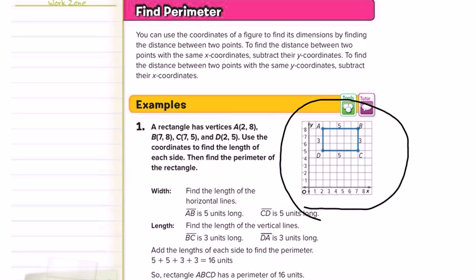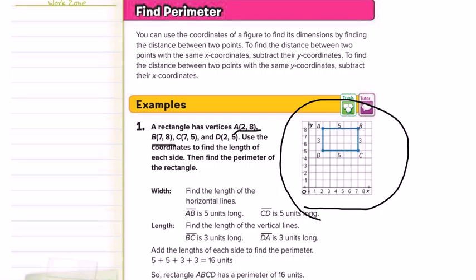So the points A and B have the same y-coordinate but different x-coordinates. So I'm going to subtract their x-coordinates to see the distance between them, which is 5. So between A and B, the distance is 5. The C and D coordinates have the same y value, different x-coordinates. So again, I can subtract and find that their distance is 5, right down here below.